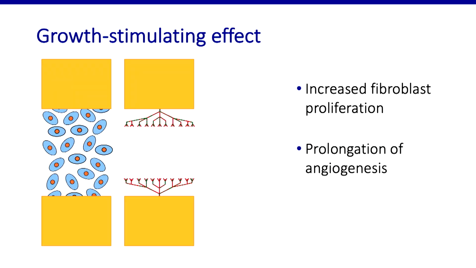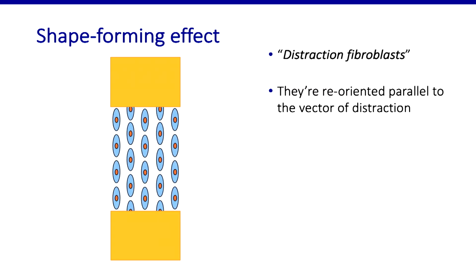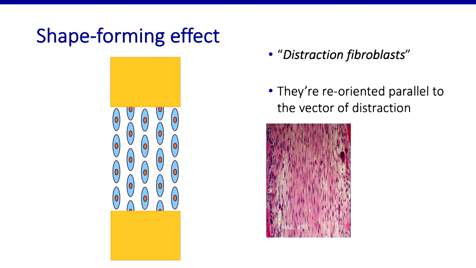So the growth stimulating effect starts with increased proliferation of the fibroblasts. This is the first tissue which comes into the fracture gap or osteotomy gap when you start separating them. And there's also prolongation of osteogenesis. So what happens with the connective tissues as you continue to stretch it, the fibroblasts in the gap reorient along the axis of distraction. And you can see this on the experimental slices of the distraction regenerate. You can see that all the connective tissue lined up in the vector of distraction.